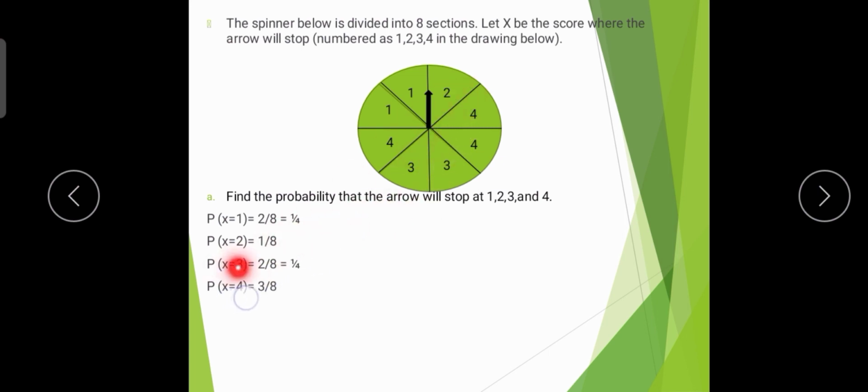Sa probability of x equals to 3, dalawa siya, 1 and 2. So, 2 over 8. Tapos, isi-simplify lang natin siya. So, magiging 1 over 4. Sa probability of x equals to 4, ilan ba yung 4 dito? 1, 2, 3, and 4. So, meron siyang 8 sections, 8 possible outcomes. So, 3 over 8. So, ito lang yung answers dito sa hinahanap natin sa A. Find the probability that the arrow will stop at 1, 2, 3, and 4. Next.